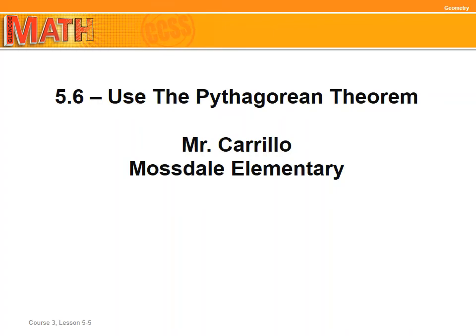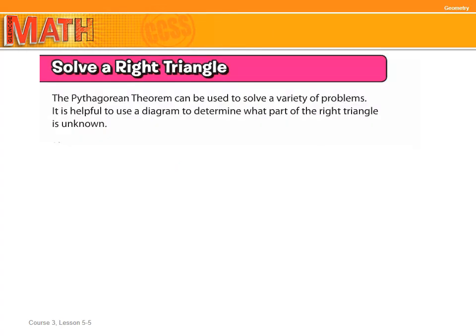Lesson 5.6, use the Pythagorean theorem. Solve a right triangle. The Pythagorean theorem can be used to solve a variety of problems. It is helpful to use a diagram to determine what part of the right triangle is unknown.